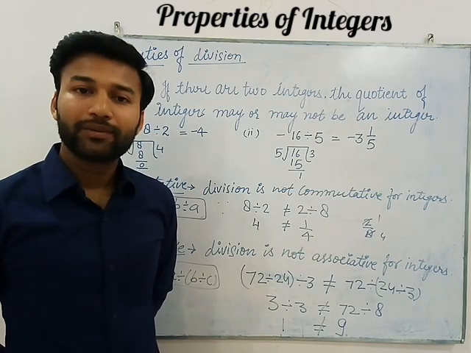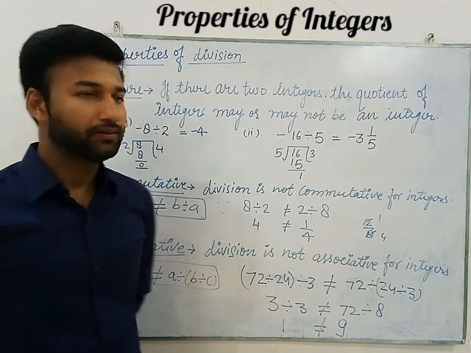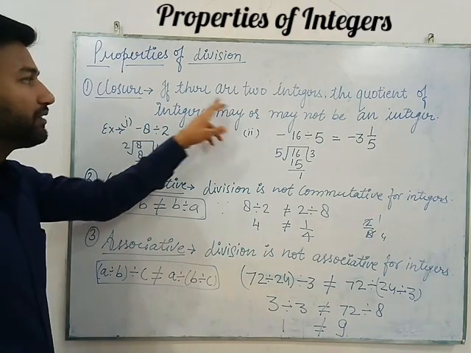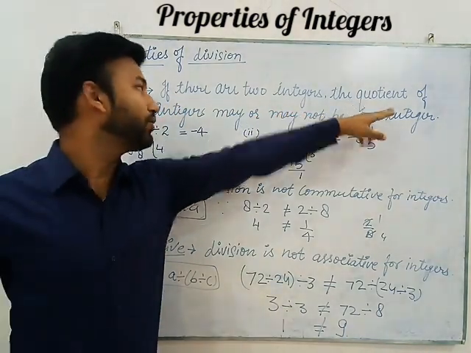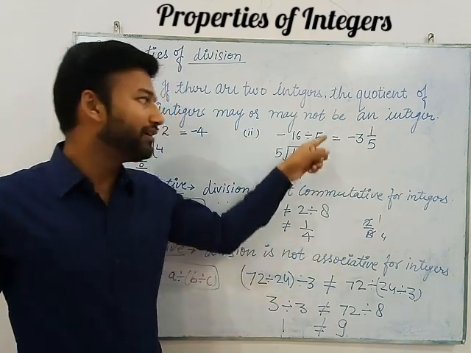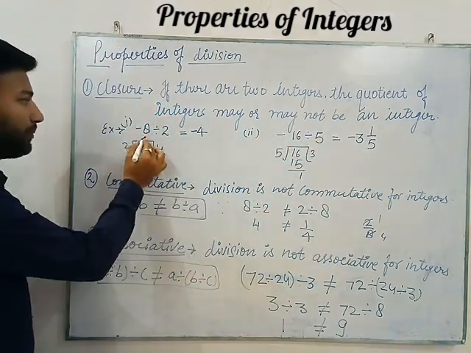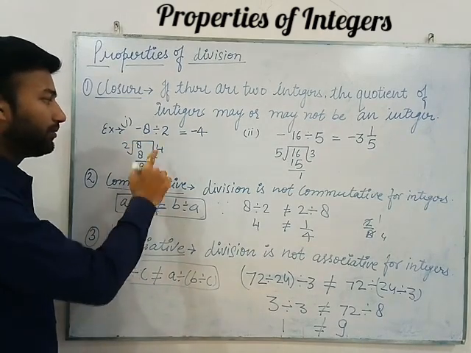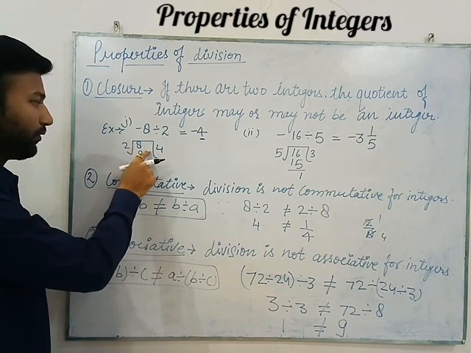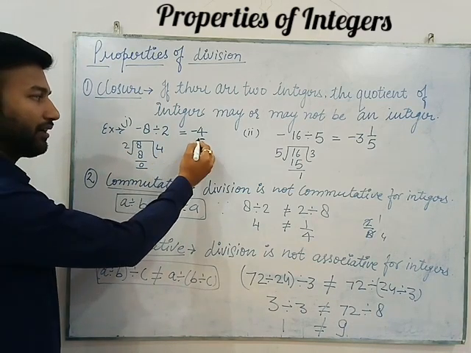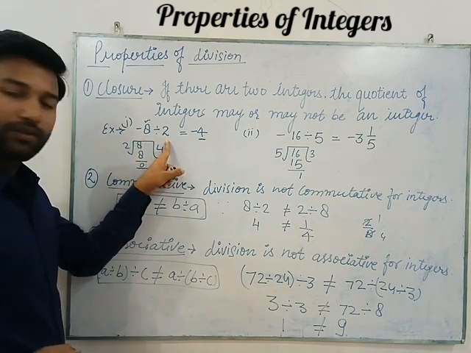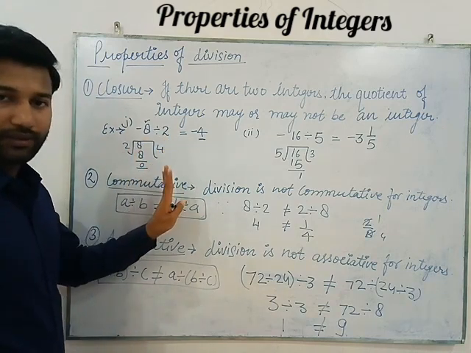Now we will discuss about the properties of division. So first, closure property of division. If there are two integers, the quotient of integers may or may not be an integer. Why? Because when we divide minus 8 by 2, then answer is minus 4. See, you can check the division. 2 4s are 8. That's why answer is minus 4. So minus 8 is an integer, 2 is also an integer, minus 4 is also an integer.